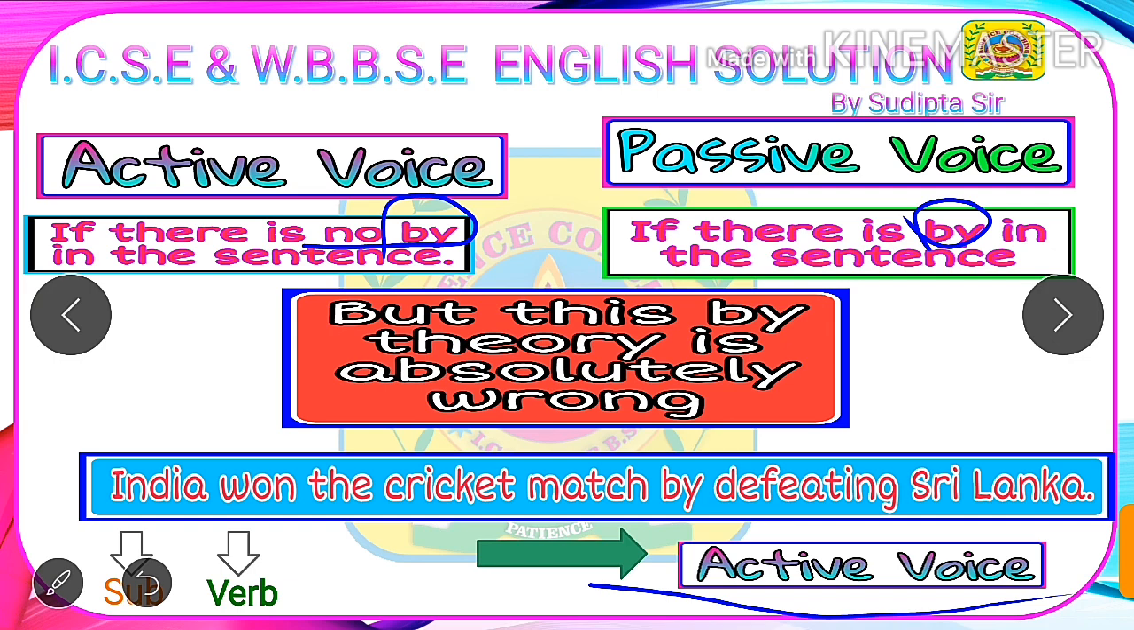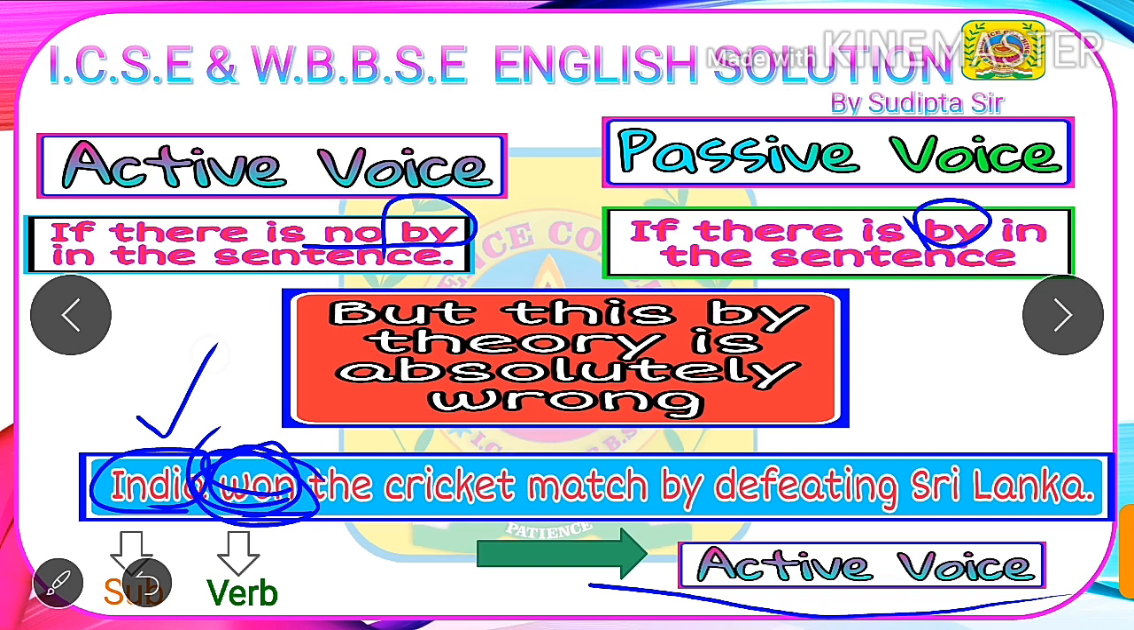Why active, students? This is active because in this sentence, the subject is the doer of the action. That means the verb is performed by the subject. Here, India is the subject which is performing the verb won. That means the Indian team or Indian player won the cricket match. The verb won is performed by India. So as the action is performed by the subject India, this sentence is active voice.